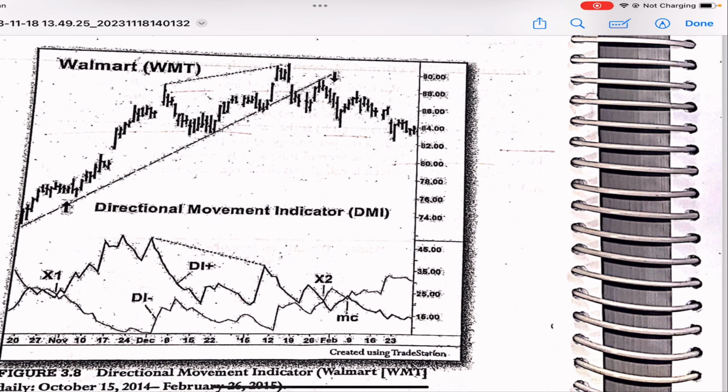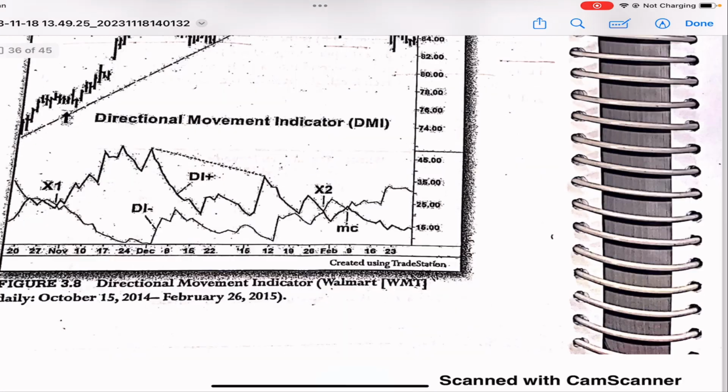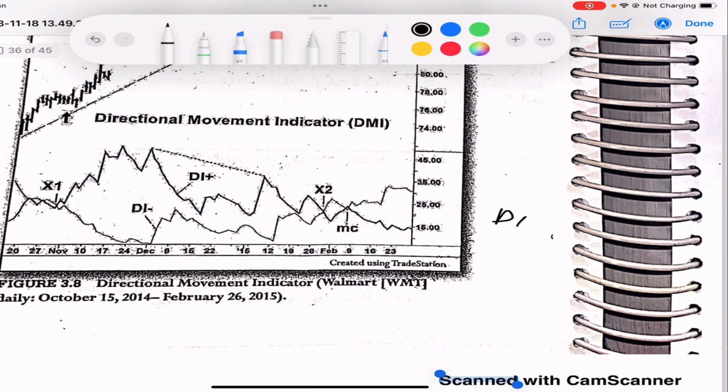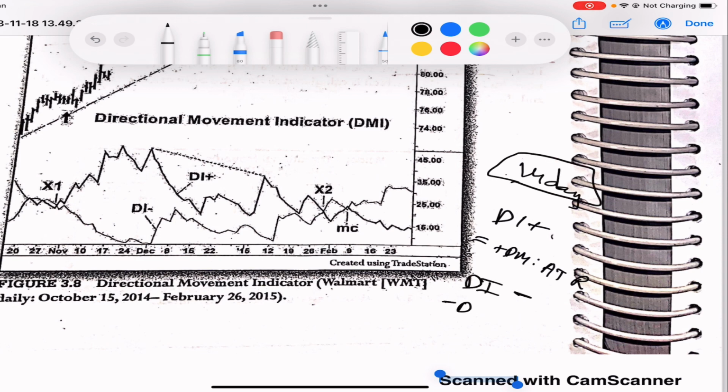and this is how the Walmart is going up. And you can see that below, the DIs are basically marked. We know what DI is. DI, do you want me to revise? Okay, I'll just do it. DI is plus DM, which is smoothed, and ratio with the average true range of the 14-day period. And what is DI minus? Minus direction movement with the ratio of ATR.